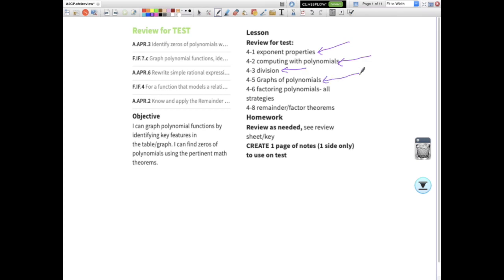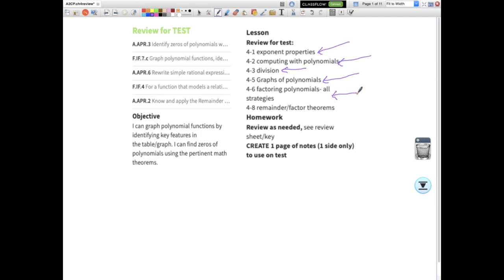Our test is also going to cover the graphs of polynomials. So if I give you a polynomial equation, can you make a table and then a graph? And then from that table and graph, can you tell me if it was an odd function, an even function, how many zeros there are, their end behavior maybe, and turning points. So those are important notes to be looking over, and we'll review some of that briefly today.